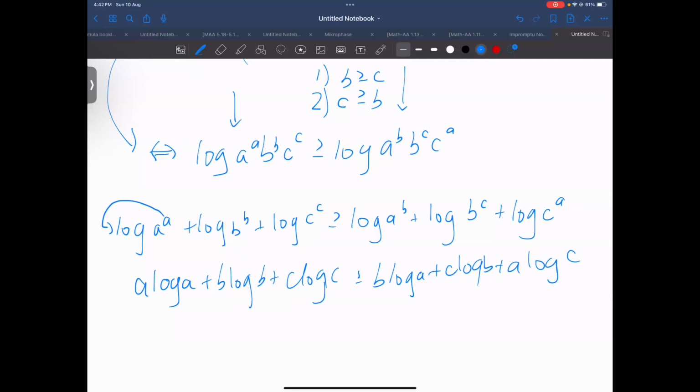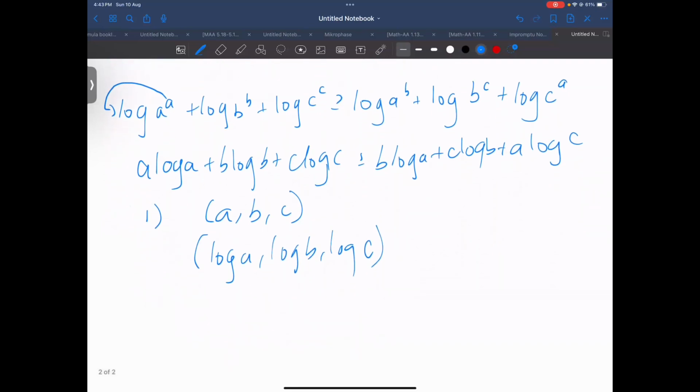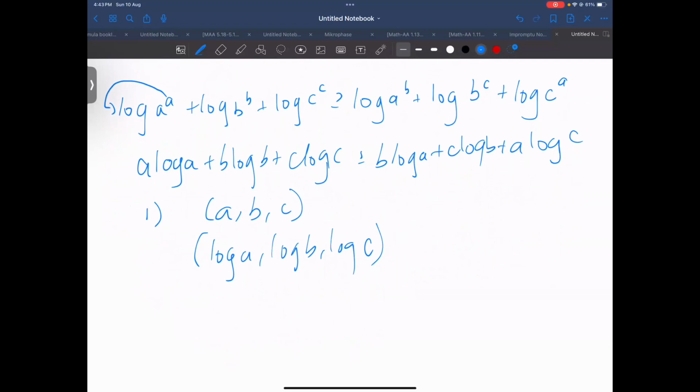Well, in our first case, when we have A, B, C, we can order them in terms of greatest to smallest. So we assume that A is the biggest, B is in the middle, and C is the smallest one. Corresponding to that, we have log A, log B, and log C in that order. So based on the rearrangement inequality, where do we get our maximal?